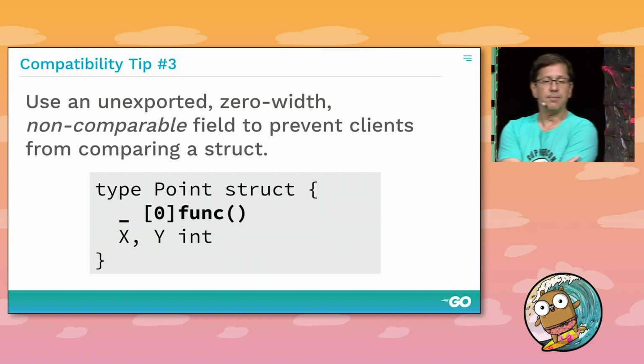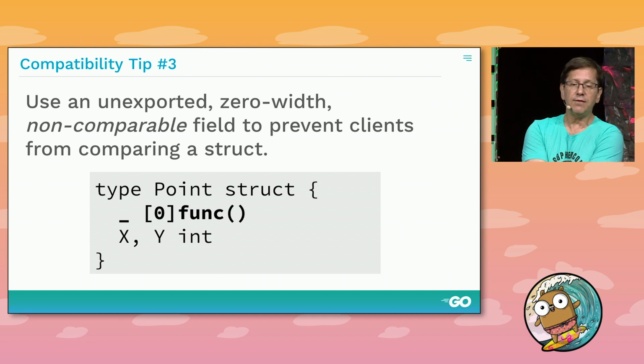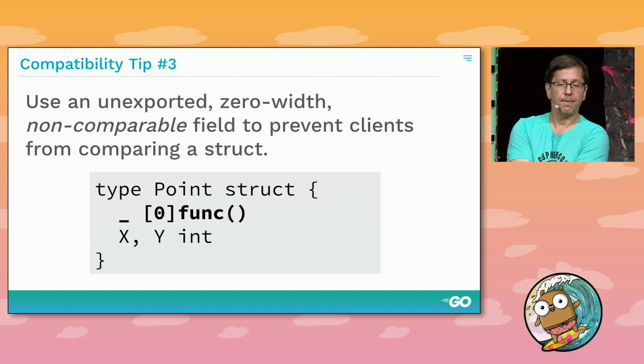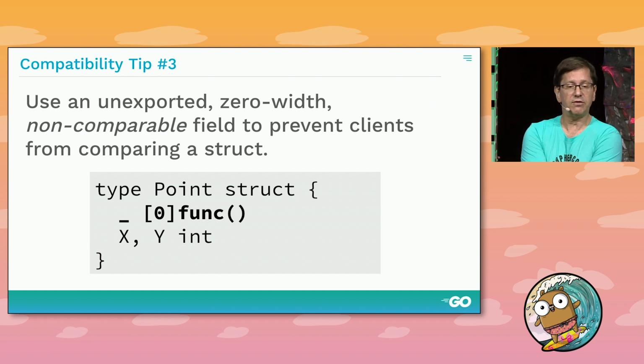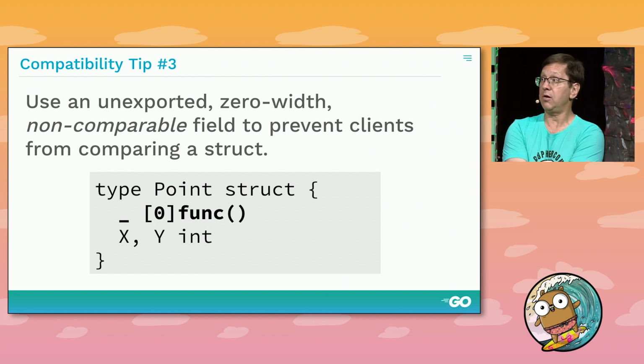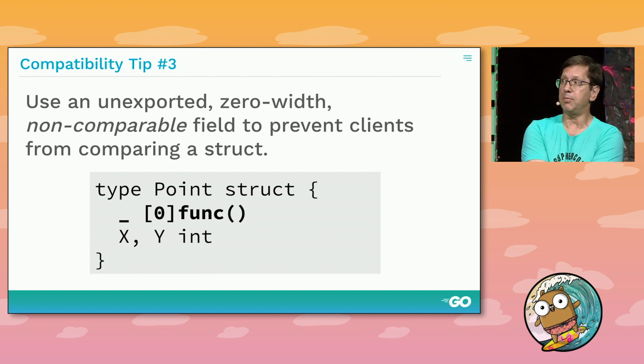Here's my third and final compatibility tip. If you want to give yourself the freedom to add any field to a struct backwards compatibly, make sure it isn't comparable from the start. You do that by adding a non-comparable field like a function. But functions take up space, so instead use a zero-length array of functions and make it the type of an unexported field. As a bonus, adding that unexported field also disables unkeyed struct literals, as we saw earlier. Isn't that adorable?